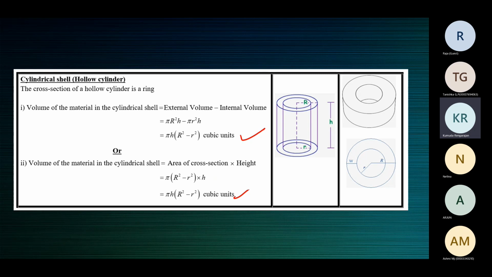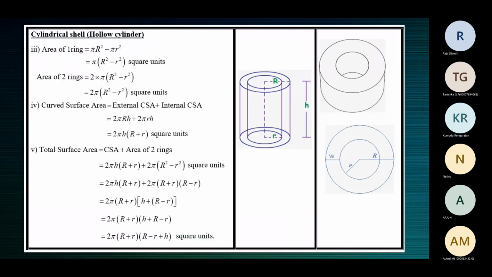The example I told you is a sellotape roll. The hollow cylinder continues here. Now the area of one ring, this ring on the top, is the area of the outer circle minus the area of the inner circle. When you take pi common, it's pi into R square minus r square square units. This is the area of this flat ring on the top, the area of this portion.